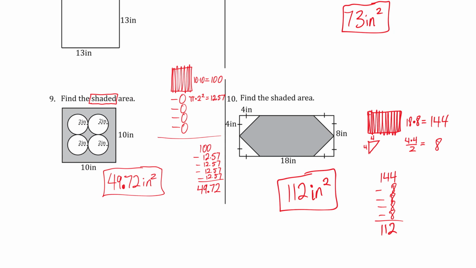So on these type of problems and on your assignment, really, all of your assignment is like these last 3 that we're doing right here. You just have to think about the overall shape, find the area of the biggest shape, and then find the area of the pieces that are cut out and subtract that off. Okay?